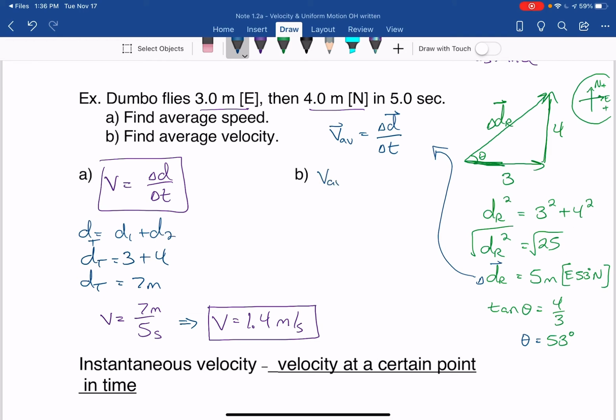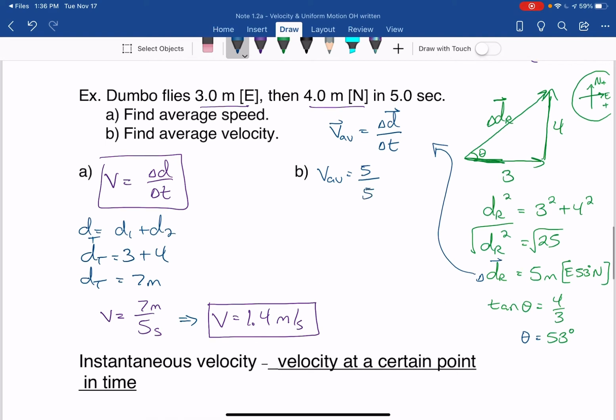Average velocity is the displacement, which is 5 meters, divided by the time, which is 5 seconds. We can do this one in our heads. This is 1.0 meters per second. But remember, I want this to be a vector. I'm out of room here, so I'm going to come down below and write the direction: same direction as the displacement, east 53 degrees north. There is my average velocity.